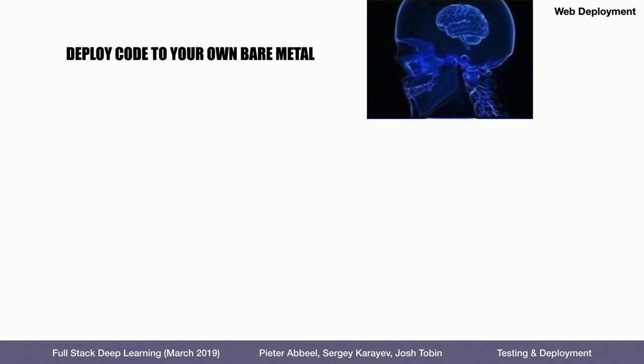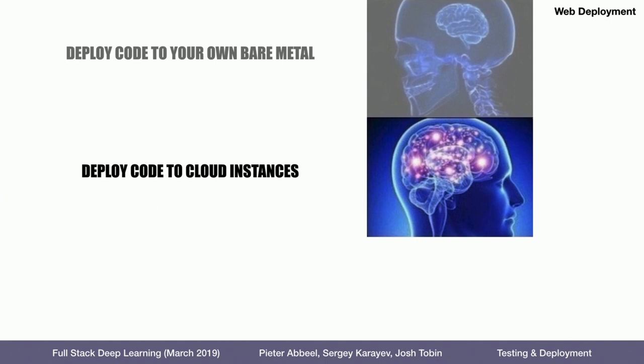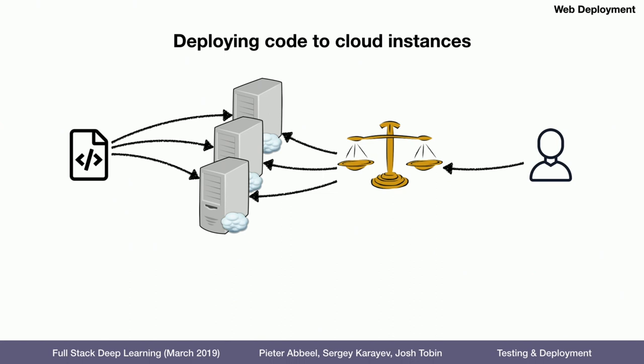So I have a little meme slide here. The first thing you might think is, all right, we have our code, we just deploy it to our own servers, and that's not an option because we don't want to manage our own hardware. So the next thing is deploy code to cloud instances. The idea there is we have our code, and we push it onto virtual machines like EC2 instances or Google Cloud Platform compute instances.